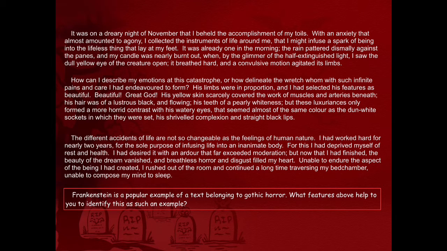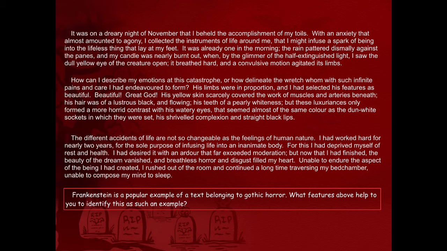Let us look at a real example. Frankenstein is a popular example of a text belonging to Gothic horror. It's also a text that's used in secondary schools. What features above help to identify this as such an example? And let's really drill down and see what the examples are.